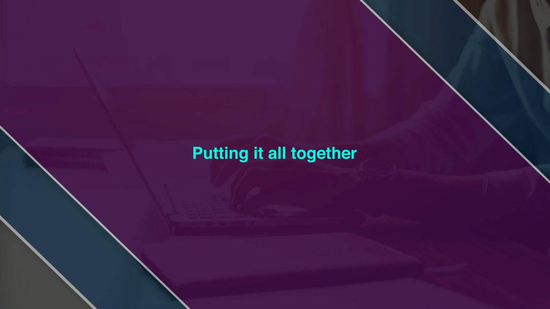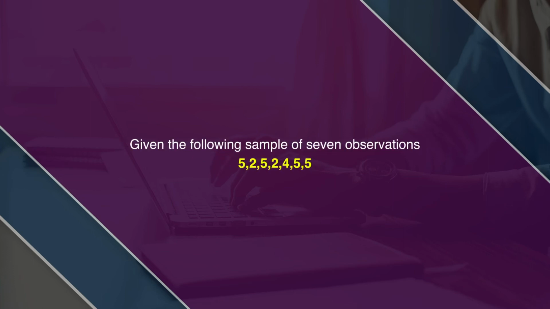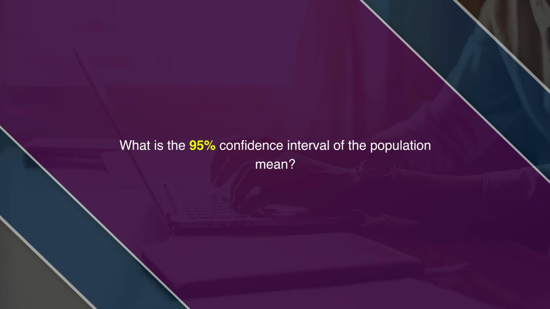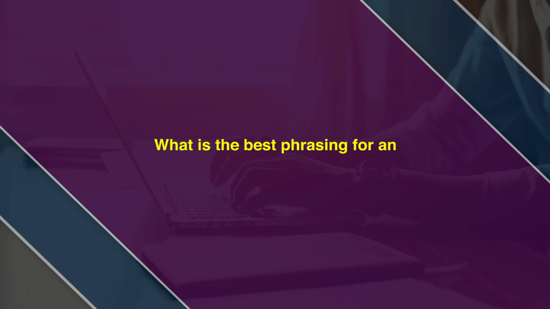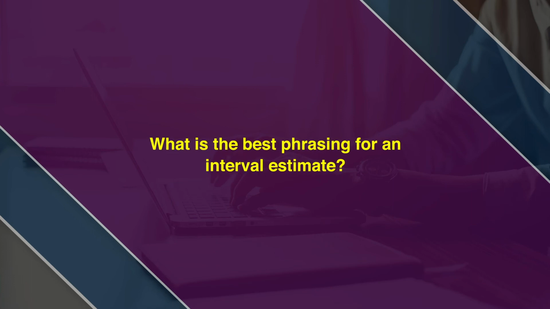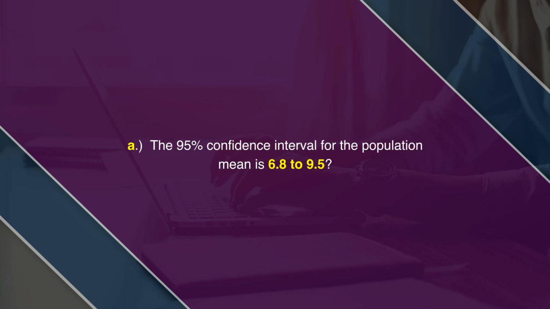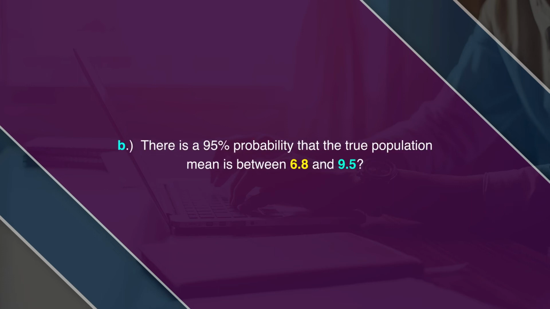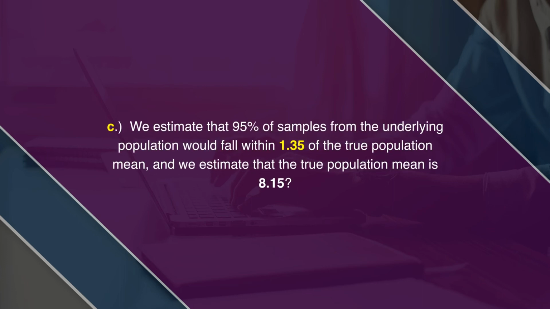So putting it all together, given the following sample of 7 observations, 5, 2, 5, 2, 4, 5, 5, what is the 95% confidence interval of the population mean, and what is the best phrasing for an interval estimate? So the 95% confidence interval for the population mean is 6.8 to 9.5, and there is a 95% probability that the true population mean is between 6.8 and 9.5. We estimate that 95% of samples from the underlying population would fall within 1.35 of the true population mean, and we estimate that the true population mean is 8.15.